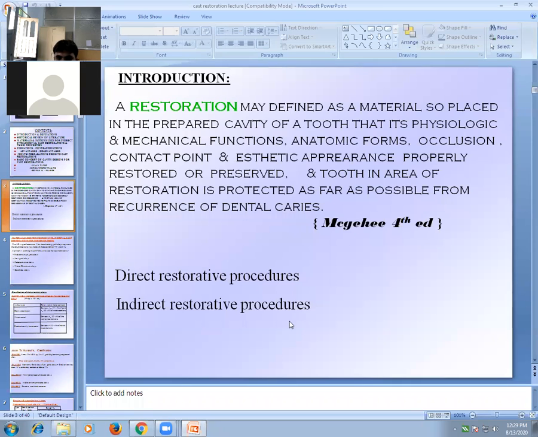pattern for that. In indirect restorations, there are also two types according to the wax pattern fabrication. You can directly fabricate the wax on the prepared cavity and invest it, or you can take the impression first, then prepare a cast, then prepare a wax pattern on that, and do the casting. So generally, direct restoration is for the dental cements that we generally use in our clinic, and indirect restoration involves inlays, onlays, crowns, and veneers. All these procedures are indirect restorative procedures.